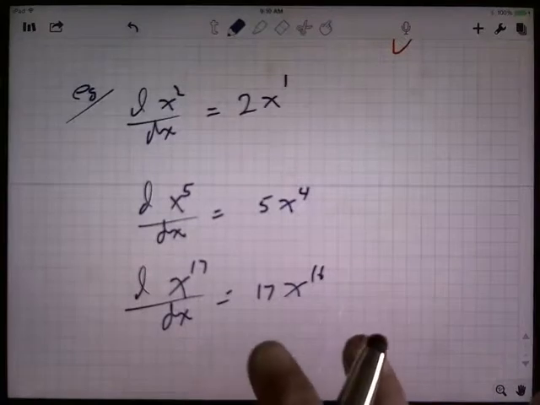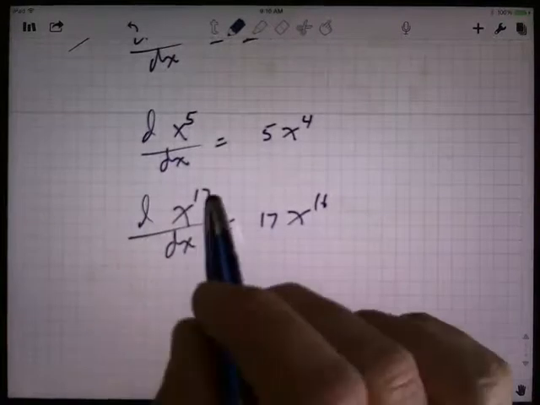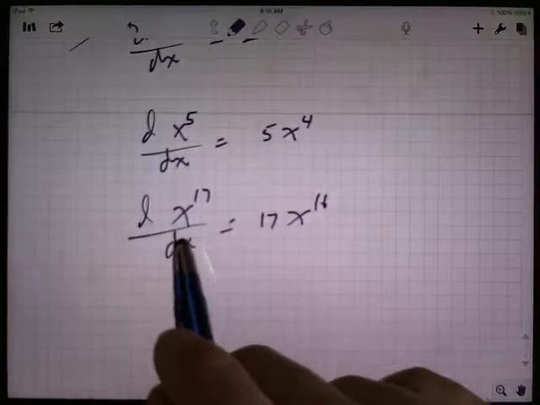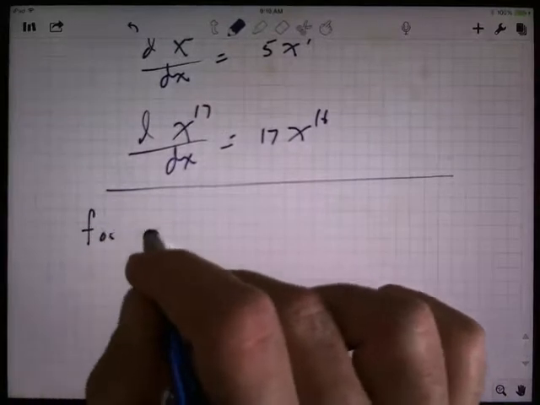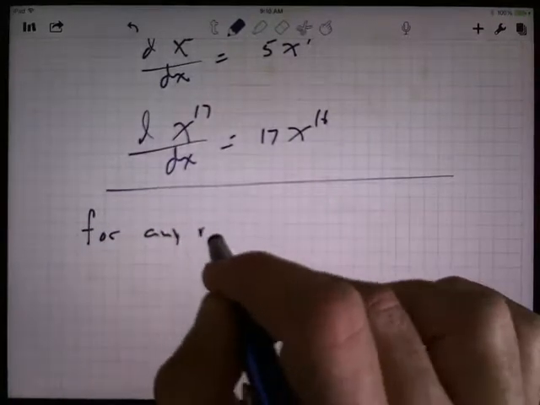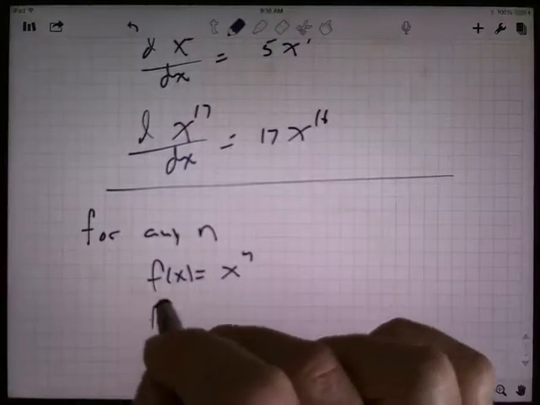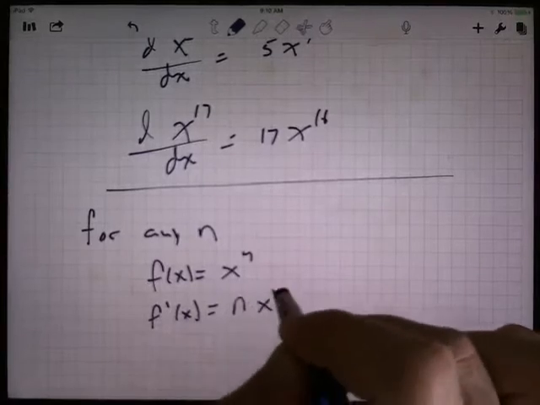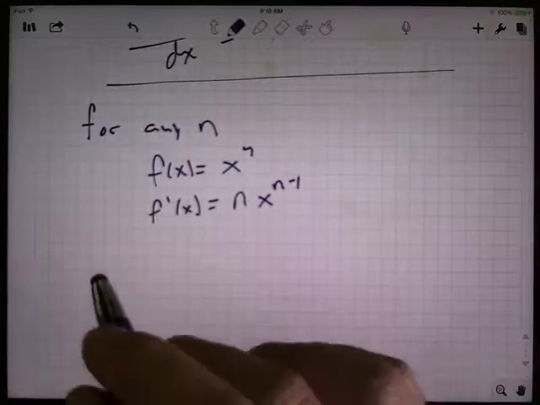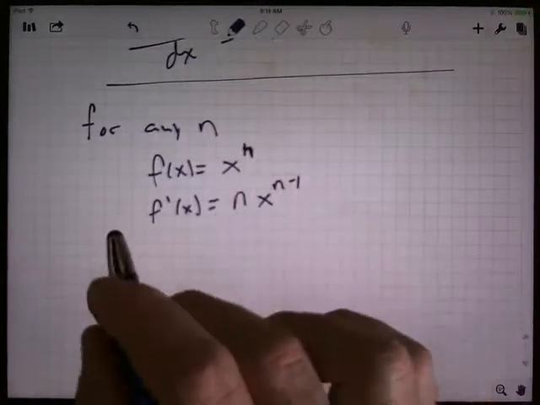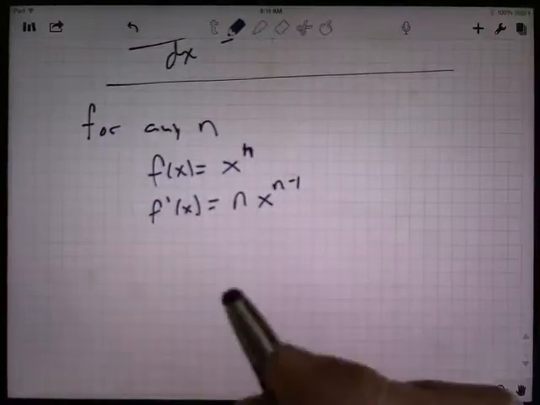One last thing I want to say about this is that although the proof is really only good for positive integer values of n, this actually works for anything. This is for any n. If you have f of x equals x to the n, then f prime of x will be nx to the n minus 1. As we do more and more types of functions, we'll be able to prove it for different types of n, but let's make it known here to begin with that this actually works.